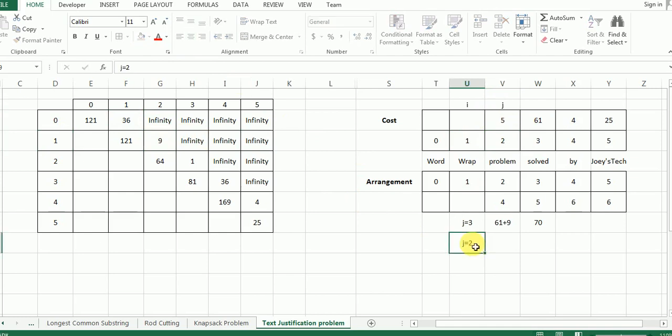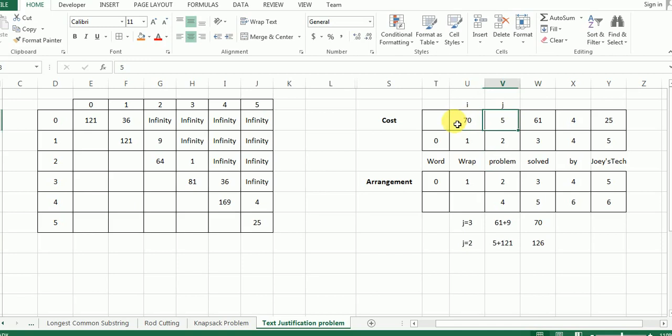Okay, so this is going to be 5 plus what is the value at 1 to 1? Oh my god, it is 121. So the value is going to be 126. Now as you can see, 126 is bigger than 70. So we will have to settle with split at J equals to 3. So I am going to put the value here as 70.